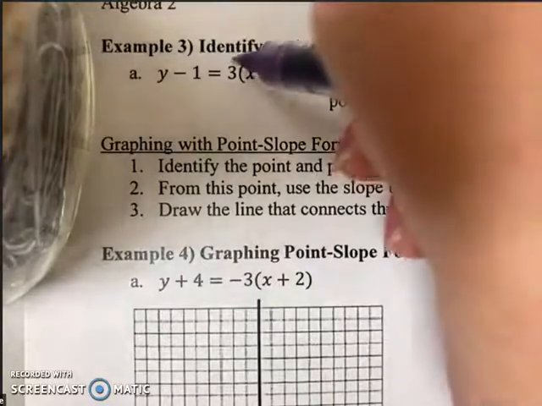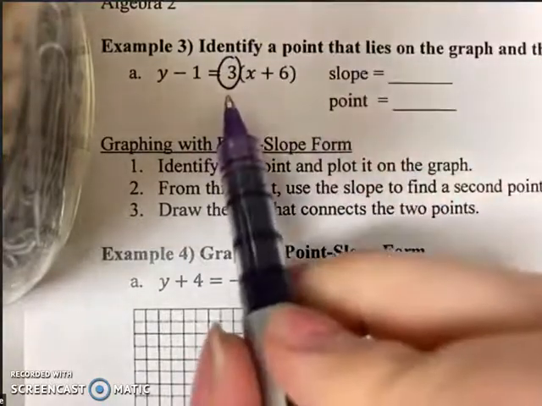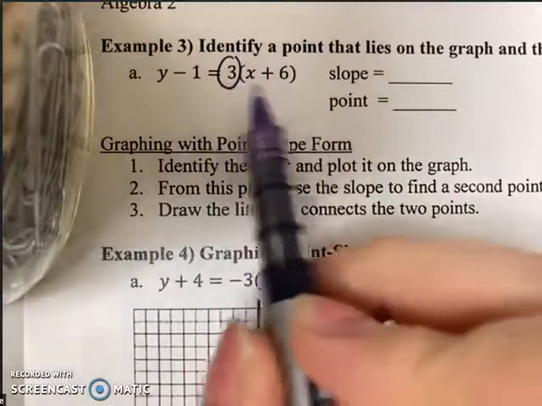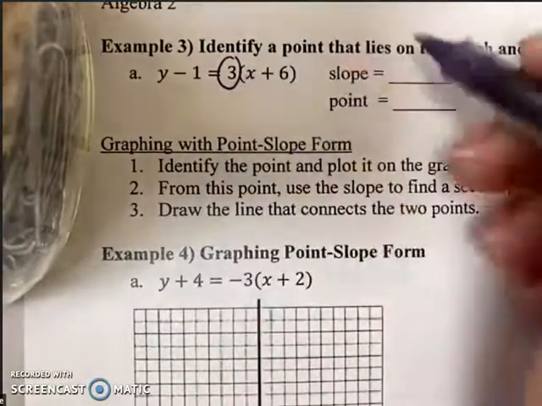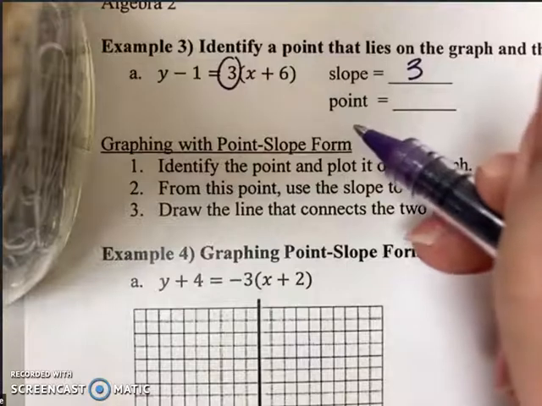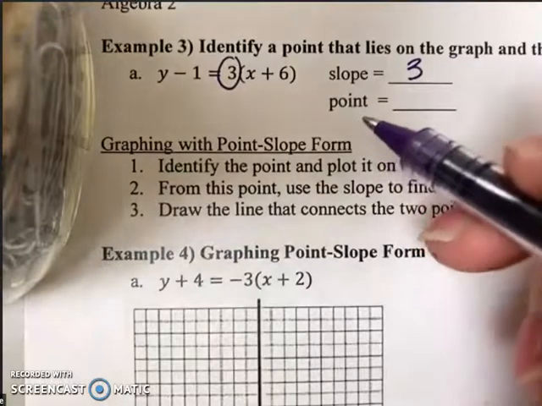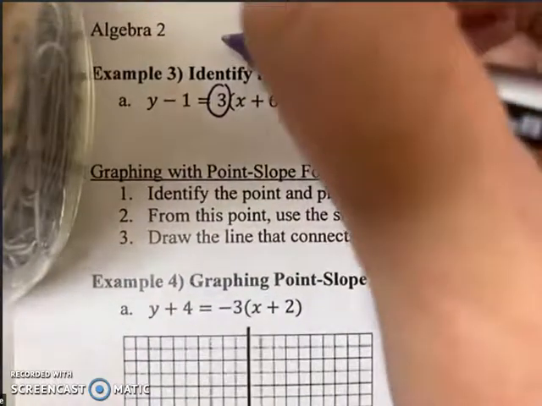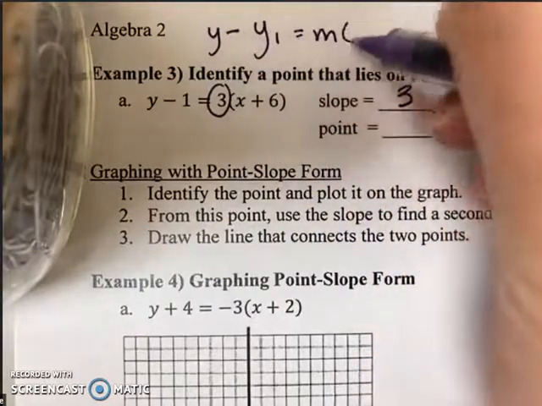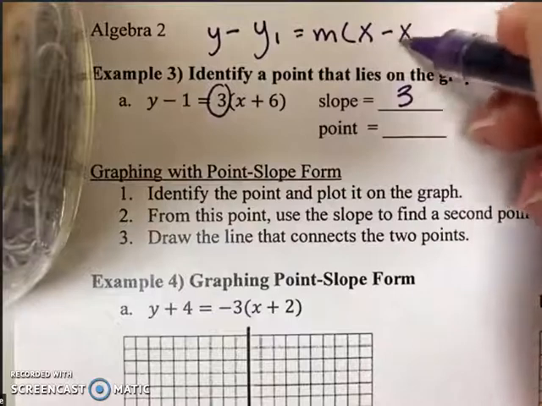In point-slope form, the slope is identified easily because it's outside of those parentheses. It's attached to the x values. So that 3 right there is my slope. Now, the point, you've got to be careful with this, okay? Because the form that we have is y minus y1 equals m times x minus x1.